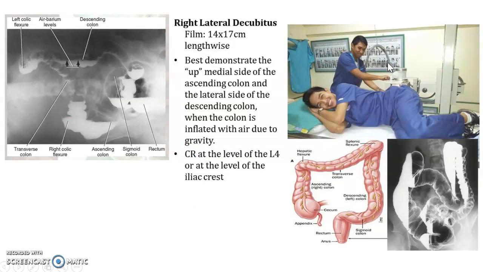For BE with air, you're not going to do obliques, you're going to do decubitus, right? Because we have air involved, we want to see an air fluid level. So you're going to do two decubes. You're going to do a right lateral and a left lateral. And remember, the side down is the decubitus. So his right side is down. He's super happy about it. Look at his smile. Right side is down, left side is up, right?